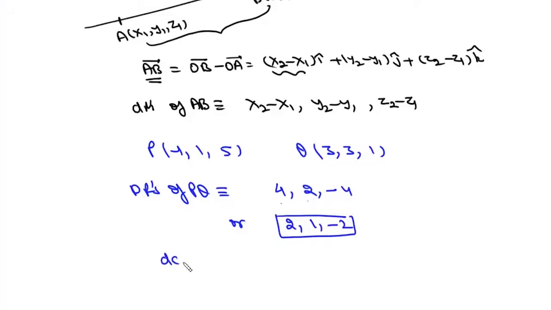And from direction ratios, we can find direction cosines. All we need to do is divide by the magnitude. So it is under root of 2 square plus 1 square plus 2 square, which is 3. So its direction cosines are 2 by 3, 1 by 3 and minus 2 by 3.